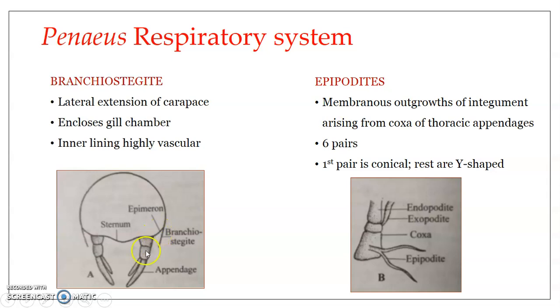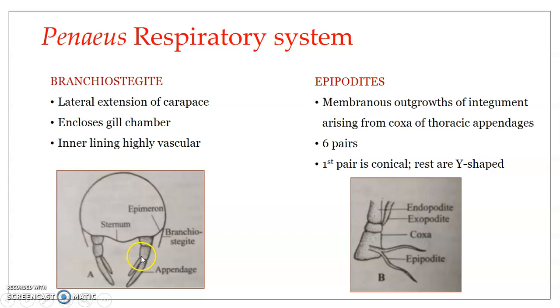Water passes through the branchial chamber, and hence the vascular tissue, the inner lining of the highly vascular branchiostegide, comes in contact with the water. Every time fresh water comes in, it brings in more oxygen. So carbon dioxide from the blood vessels passes out into the water. In turn, it takes in oxygen. Okay, so this is how it works.